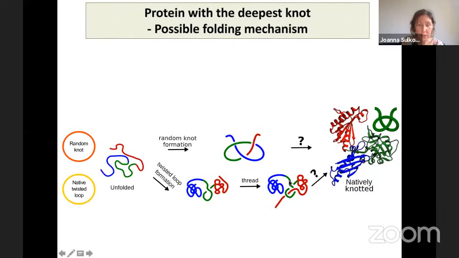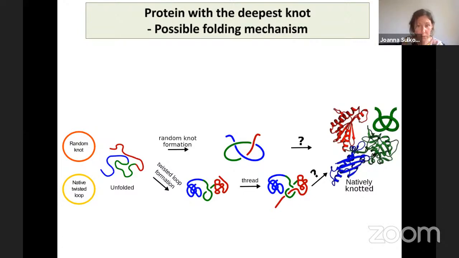Then you can think that maybe you can, because the protein is much longer, maybe random knotting can happen here. So the protein can make a huge loop, and then one of the termini can cross above this loop, and you will make a knot. The other possibility is the pathway that I was suggesting before, that you make a twisted loop in the native position, and then you drag one of the termini, and then you will make a knot.